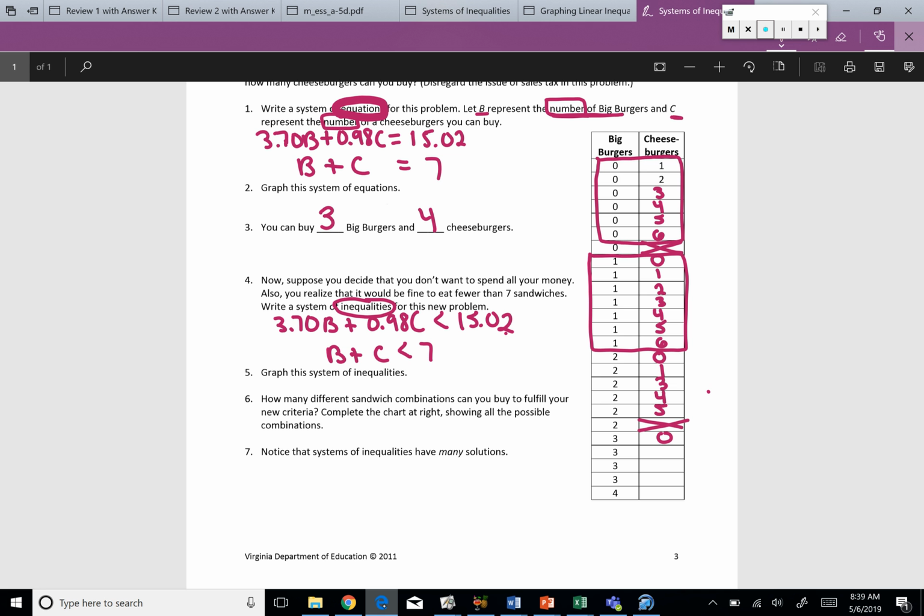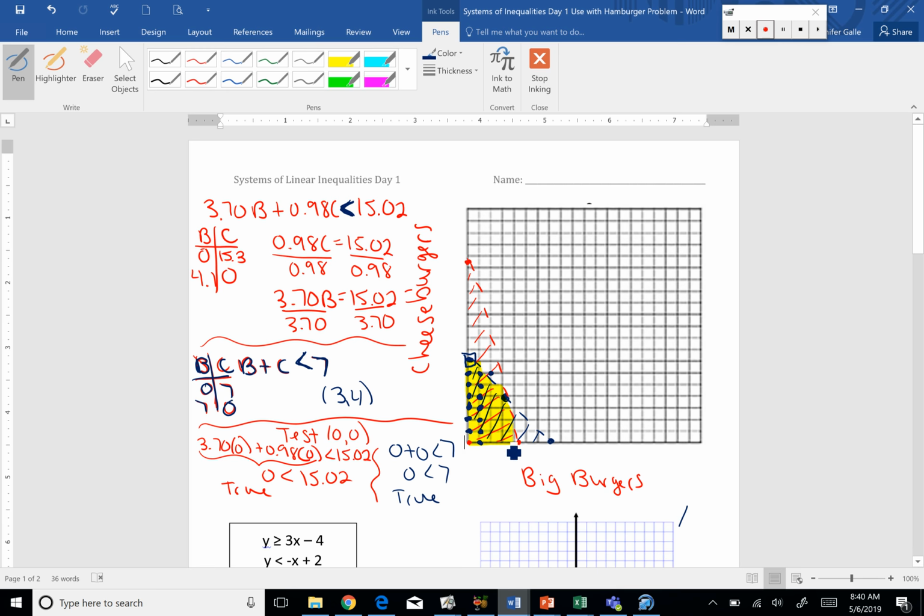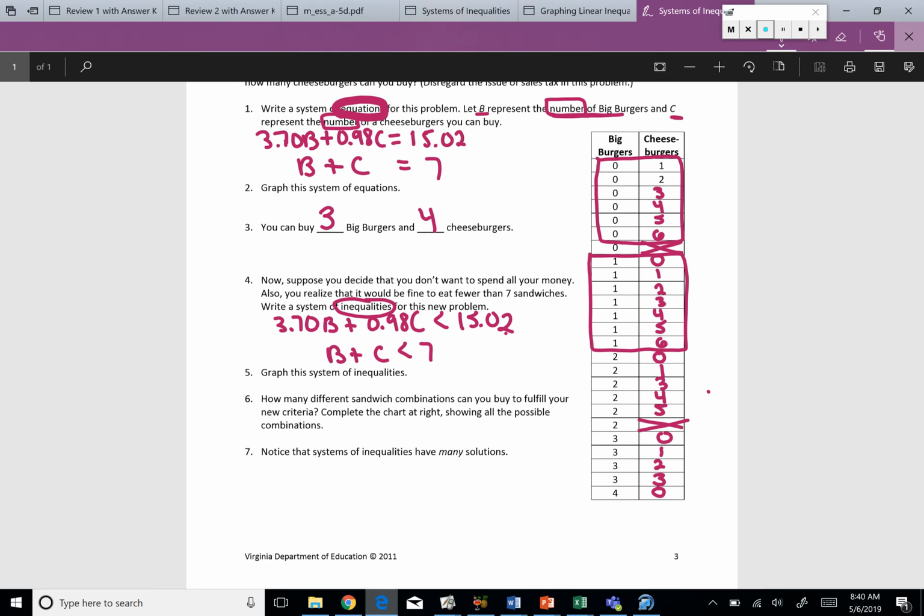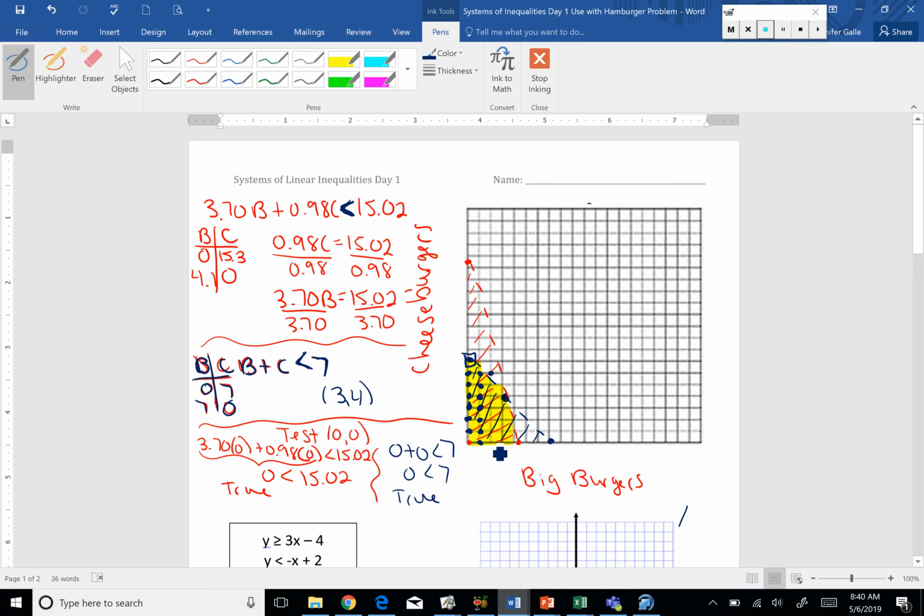3, 0 works. 3, 1 works. 3, 2, and 3, 3. Those all work. And then I move on and I have 4. Does anything with 4 work? 4, 0 should work. And that's all I can really do with the 4s. 4, 1, if my line were straight, 4, 1 would not fit. My line's not the straightest, but 4, 1 wouldn't fit.